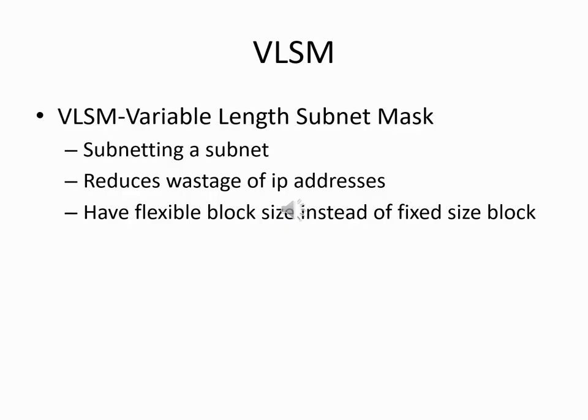So VLSM is called variable length subnet mask. It is subnetting a subnet. It reduces the wastage of IP addresses and it has flexible block size instead of the fixed size block. Say for example, if there are two departments, where one requires more hosts and the other has only a few hosts, in that case we can go for VLSM instead of allocating a fixed block size for both departments. Depending on the requirements we can allot, and whichever has the highest number of hosts will be allocated first, then the least number of hosts will be allocated. So that is the concept used in VLSM.